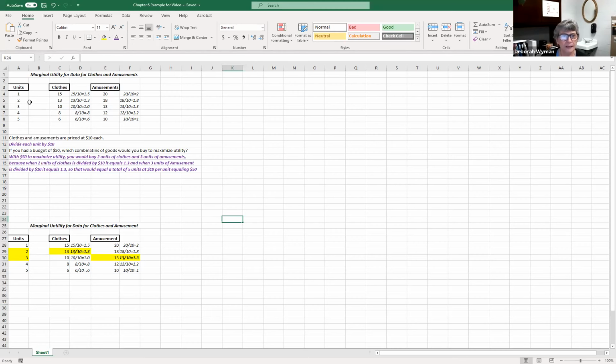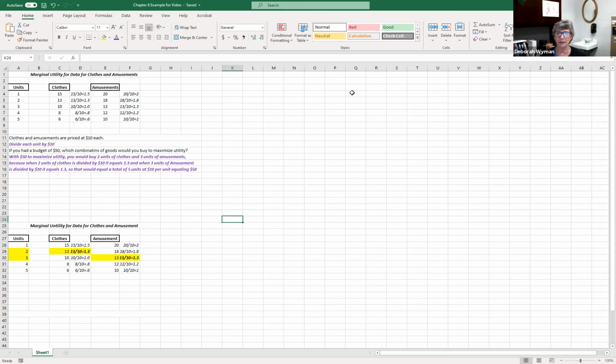This is the first problem, and this is in your textbook. It's in the sample quiz. It's Exhibit 4, Marginal Utility for Data for Clothes and Amusements.